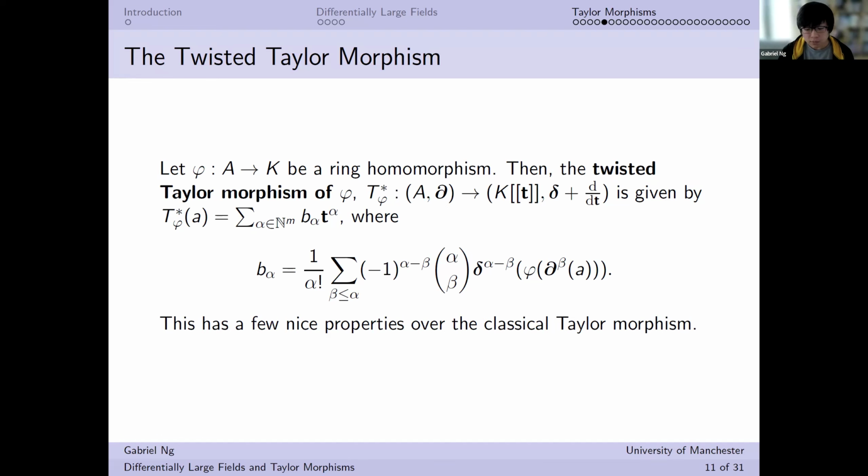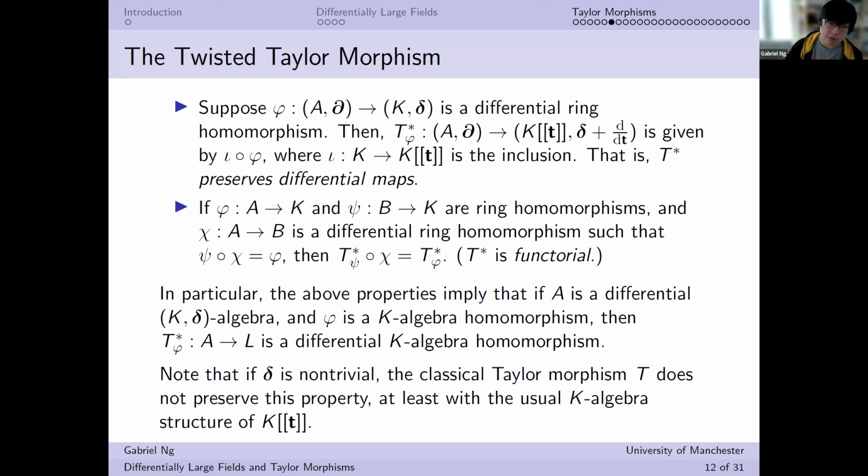And in particular, this object satisfies two, in my opinion, nice properties. So firstly, if we take something that is already differential, so suppose we have phi that goes from A to K, and this is already a differential ring homomorphism, then if we take T star of this, this is precisely given by the inclusion composed with phi, that is to say, this T star in some sense preserves these differential maps.